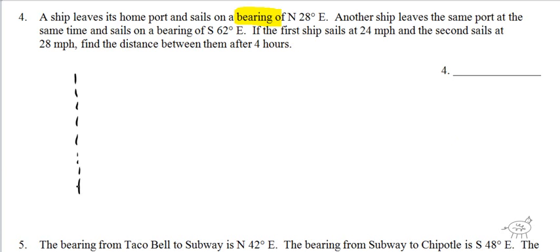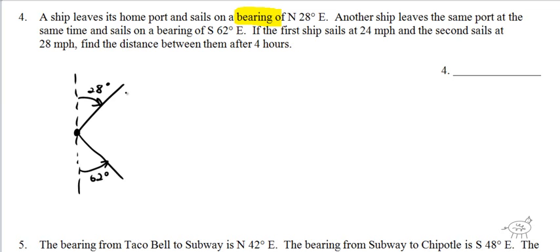If you notice this type of problem, it says a ship leaves port and sails on a bearing, another ship leaves the same port at the same time. So really, I've got 2 ships that are leaving, and I'm just going to put it in the middle of the bearing line because I'm going to use them. I'm going to have both of them set sail. Anyway, this one is north 28 degrees east. Another ship sets sail on a bearing of south 62. So remember south, and then you go 62 east. So this is 62 here.